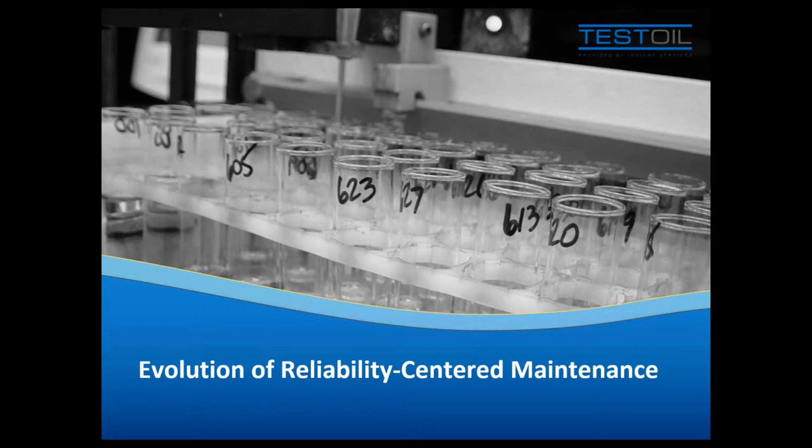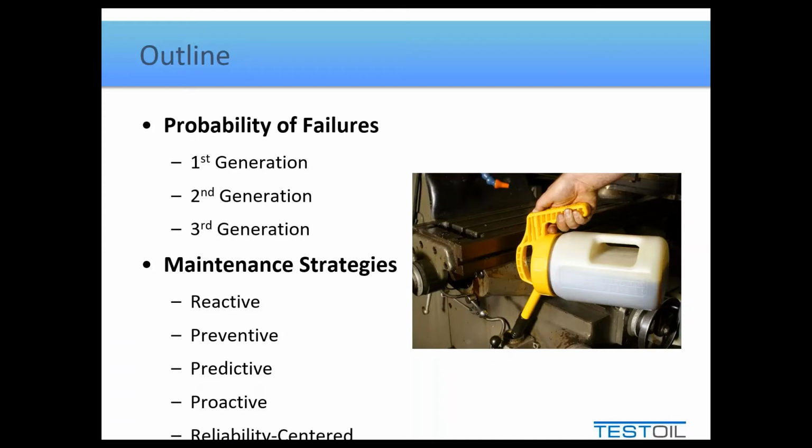All right, thanks, Heather. So yes, today's webinar is about the evolution of RCM. Essentially, what I'm going to walk us through is a little bit on probability of failures. We're going to discuss most predominantly the bathtub curve and why it doesn't work very well, but that's what led us to RCM. We went through 3 generations of thinking when it comes to how we thought things failed. We're currently on this 3rd generation and have been for quite some time.